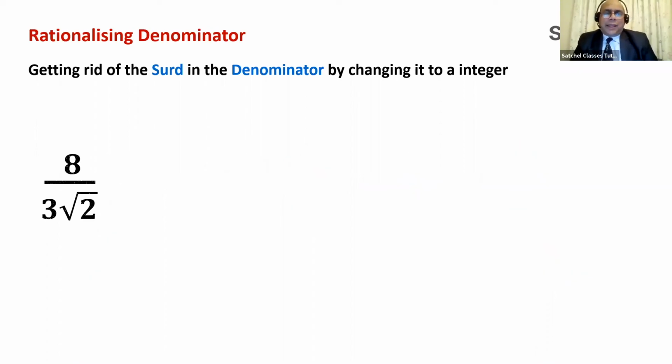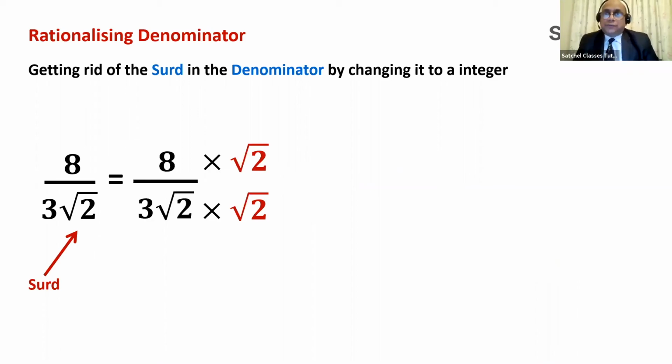8 divided by 3 root 2. So what is the surd part in the denominator as of now? Okay, it is that root 2, and we need to get rid of that. And that's what rationalization is. So what we do is we multiply both numerator and denominator by square root of 2. Now what do we have in the numerator then? We have 8 square root of 2, and in the denominator, we have 3 times square root of 4.